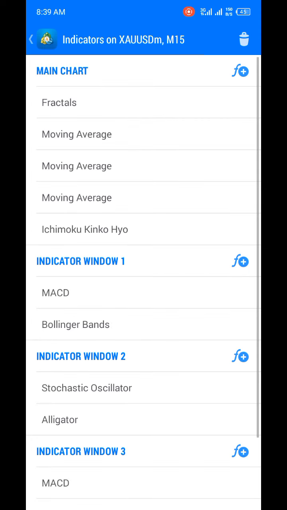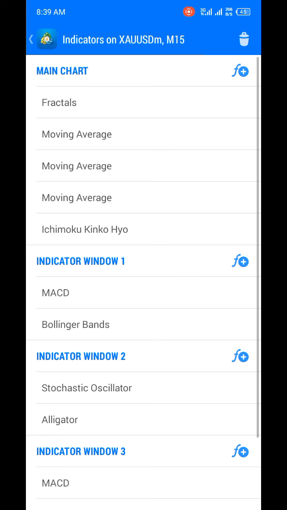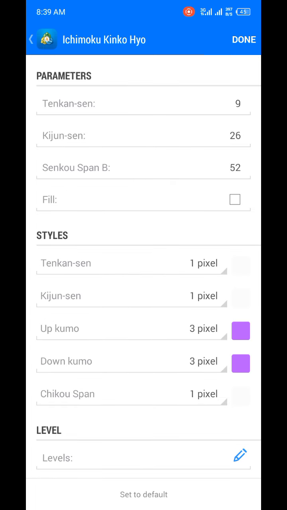Color is blue. All right, another moving average, period is 53, shift is 0, method is exponential, applied to close, color is red. And then another moving average, period is 50, shift is 0, method is exponential, applied to close, color is red. Then we have the Ichimoku: Tenkan Sen is 9, Kijun Sen is 26, Senkou Span B is 52. The up Kumo and down Kumo colors are purple.